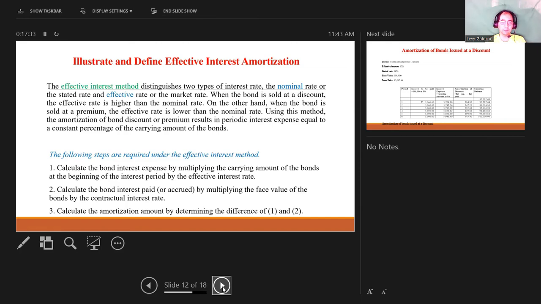Before we take a look at the sample table or the example amortization schedule, let us check the following steps, and these are required under the effective interest method. Number 1, calculate the bond interest expense by multiplying the carrying amount of the bonds at the beginning of the interest period by the effective interest rate. Number 2, calculate the bond interest paid or accrued by multiplying the face value of the bonds by the contractual interest rate. And number 3, calculate the amortization amount by determining the difference between 1 and 2.